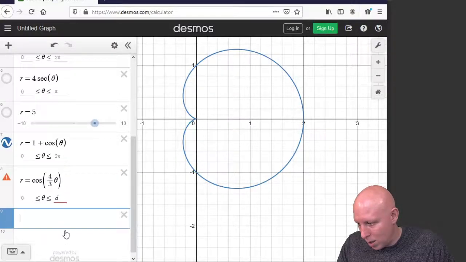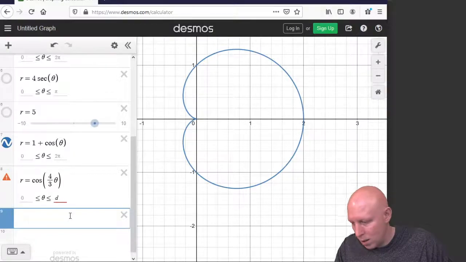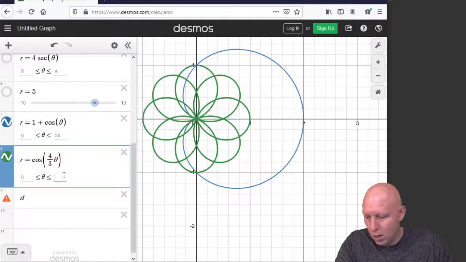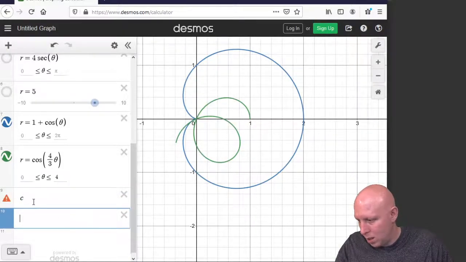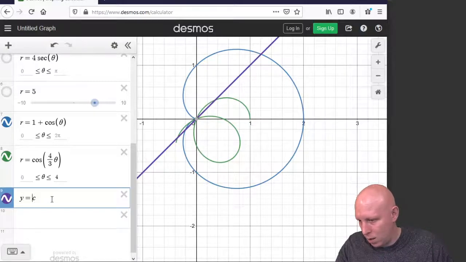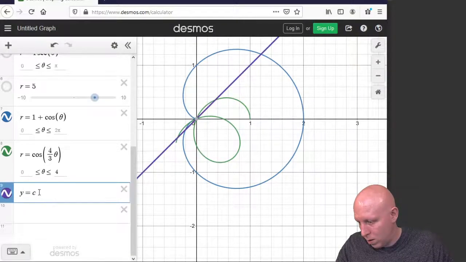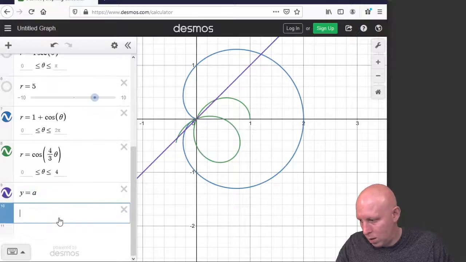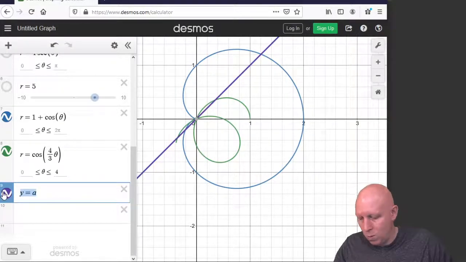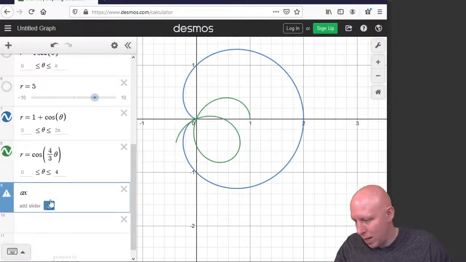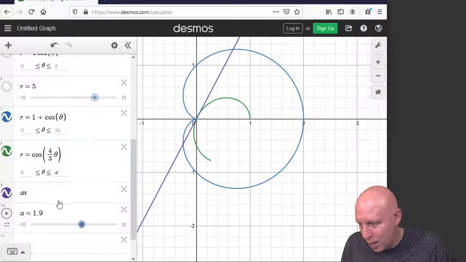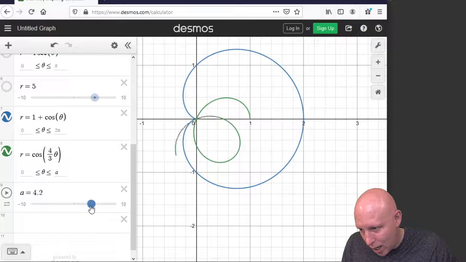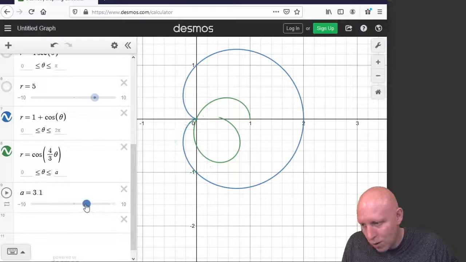And let's see if they'll let me put a constant in here. Let me call it c. Y equals c. Y equals a. Normally, it will allow me to do, oh, there we go, add a slider, a. So now I'm going to put a slider in here, and as I change a, let me get rid of this, as I change a, this then spirals out and shows you all the different values of how this function increases.